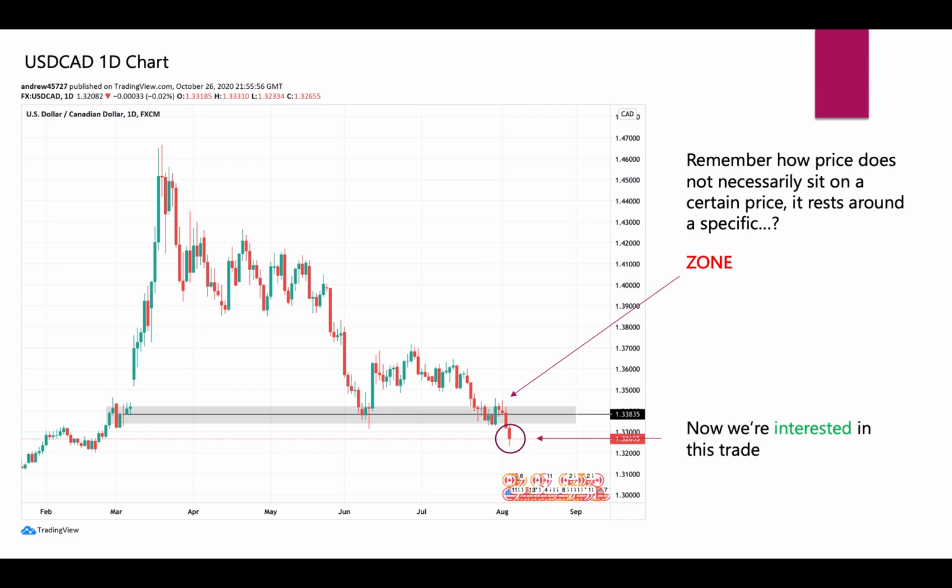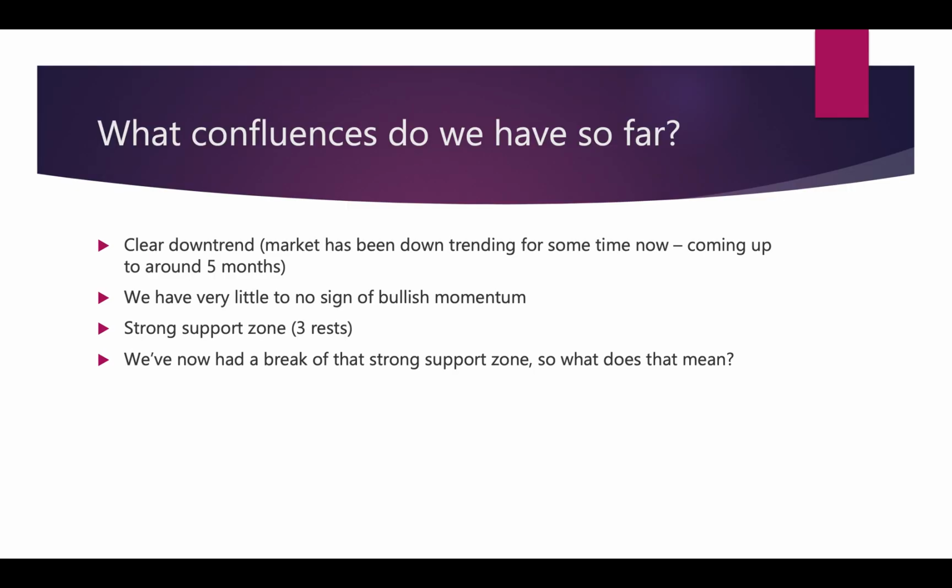So what do we have here? We have a break of that level and the zone, okay? Now we're interested in this trade. We want to be watching it. But we don't enter yet, okay? We've seen what, guys? We've seen a break, all right? What we haven't seen yet is any sort of retest, all right? And we're going to go over that now.